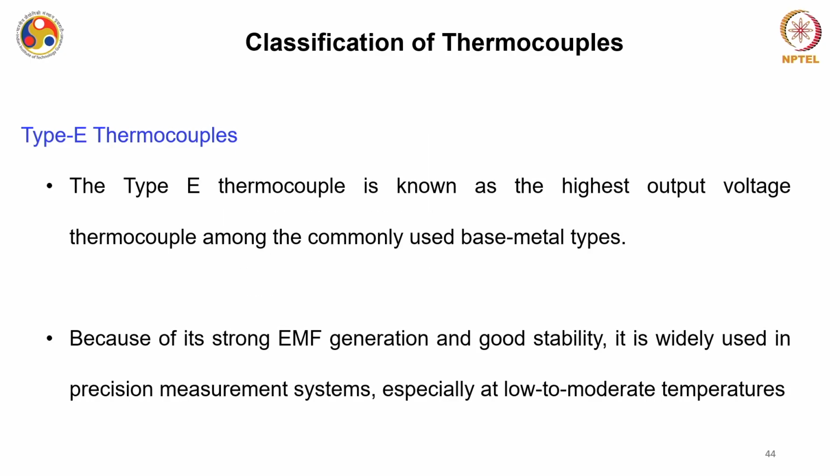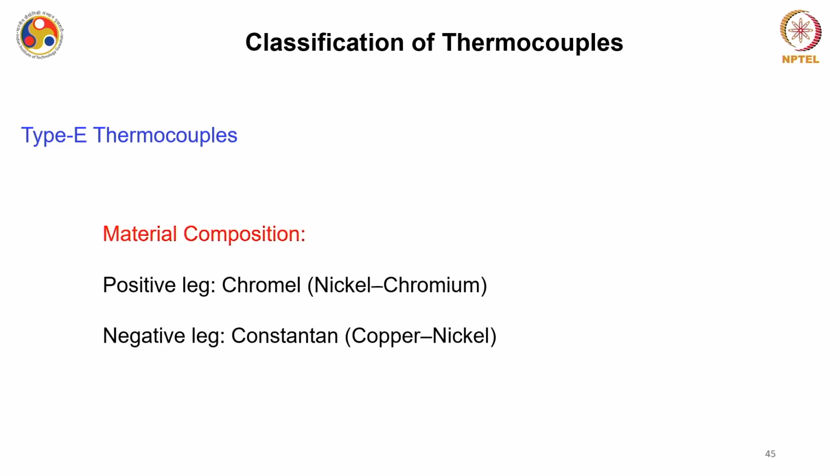Okay. Then we have type E thermocouples. The type E thermocouple is known as the highest output voltage thermocouple among the commonly used base metal type thermocouples. The sensitivity is also pretty good. Because of its strong EMF generation and good stability, it is widely used in precision measurement systems, especially in the low to moderate temperature regime, and the material composition is again based on constantan and chromel.